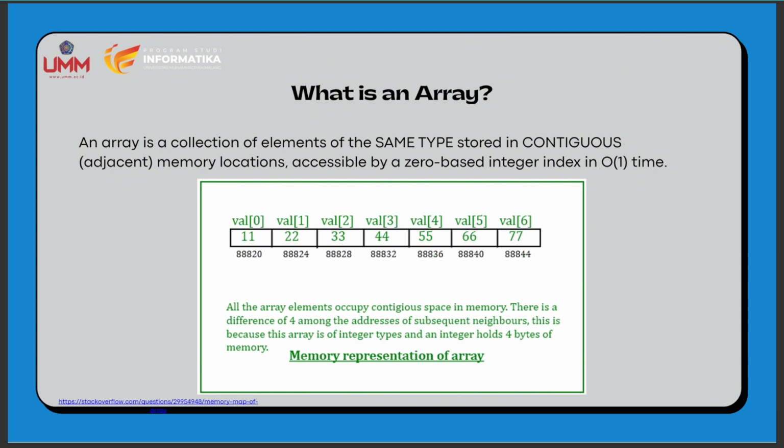For example, if you have an integer array, each element takes 4 bytes. So if the first element is at memory address A20, the next one is at A24, then A28, and so on, always 4 bytes apart. That's what makes arrays super fast to access. Java just does a simple math formula to jump directly to any index.